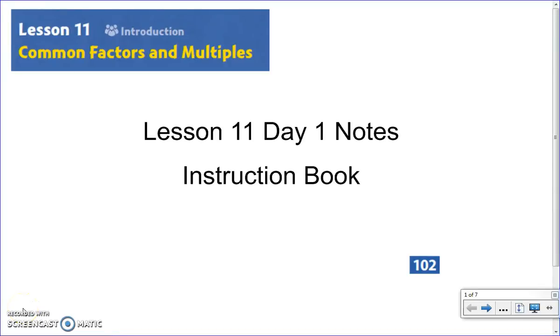This is Mr. Gillum, and today we're going to be talking about common factors and multiples. This is on page 102 of your instruction book.